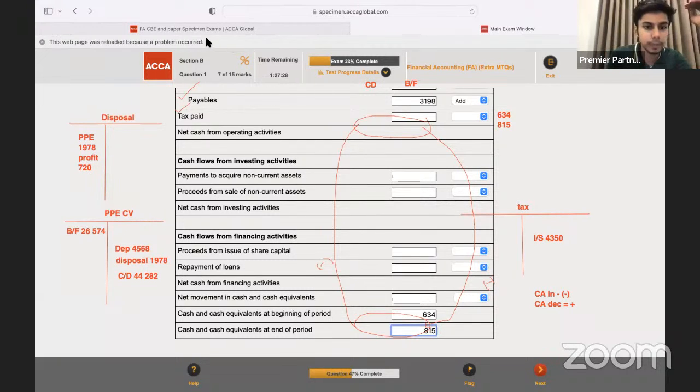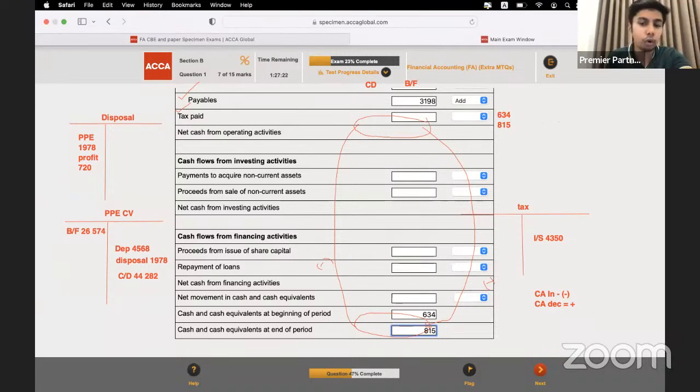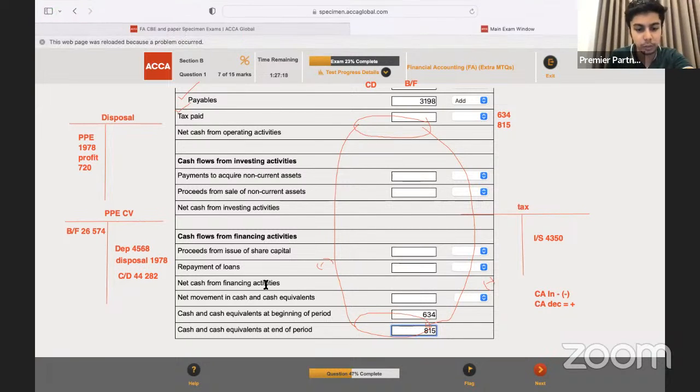So once again, guys, remember, in your paper, when you get cash, search for what? Bank overdraft. If there is, subtract. If it's brought forward, copy it as cash and cash equivalent at the beginning. If it's carried down, copy it as cash and cash equivalent at the end. So this is how, guys, that is supposed to be done. Right. Okay. Then, guys, let's move to the next part of the paper.